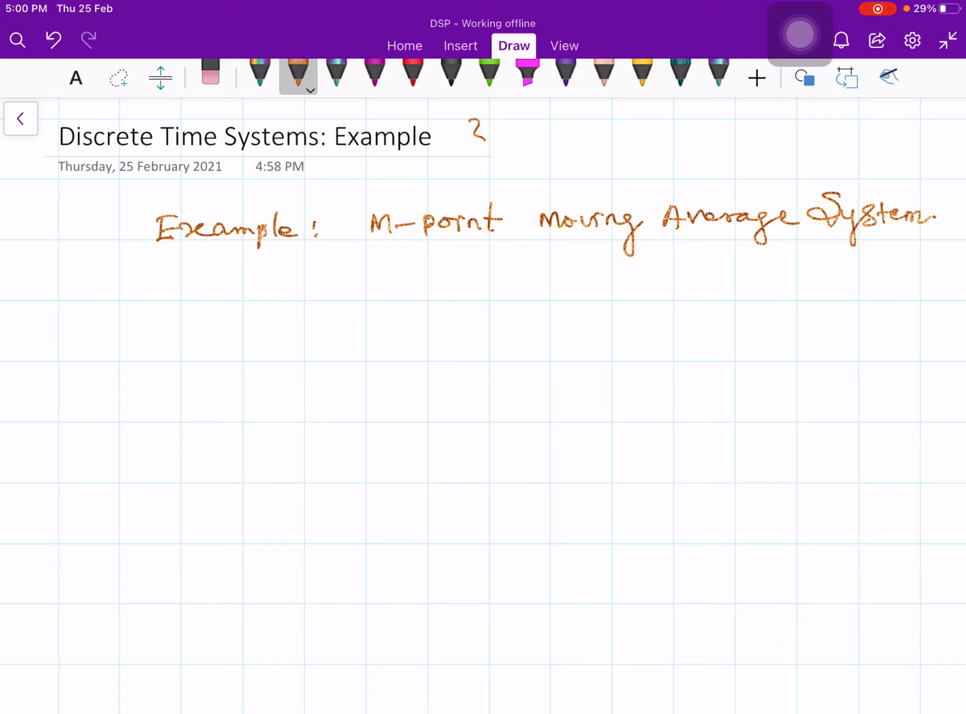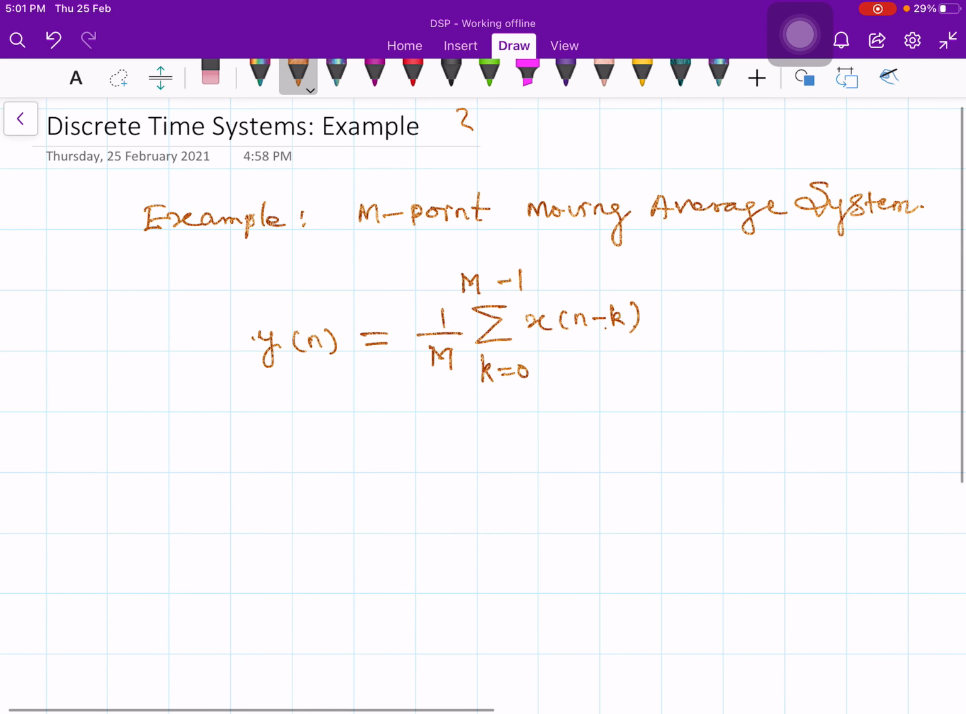Okay, so the output at any instant is the average of all x of n. You take the average of all x of n starting from the present instant, k is equal to 0 to M minus 1. Here this M is a capital M, and the running variable is k. I'm sorry, this is x of n minus k. That's it.